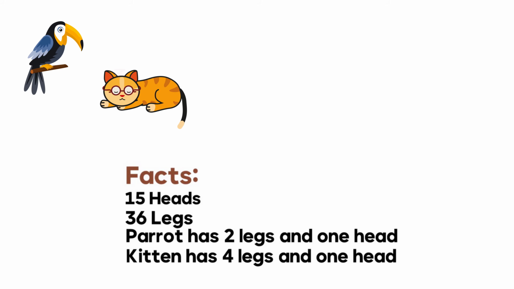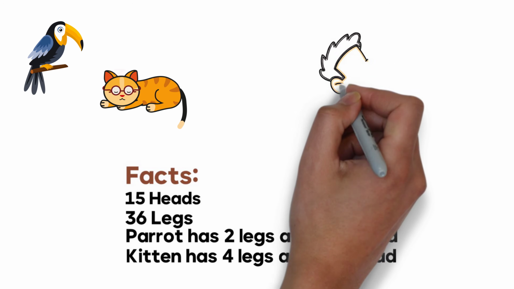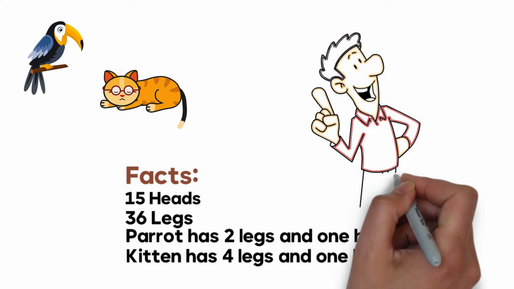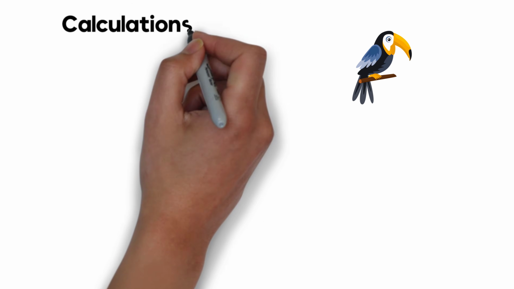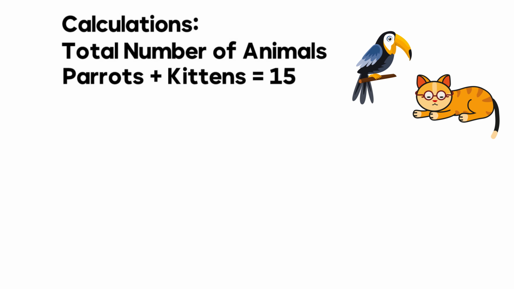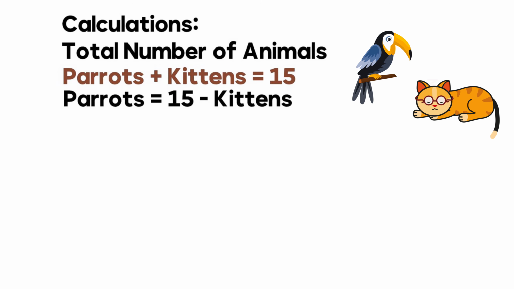and 1 head. In fact, both animals have 1 head, and unless it's a fairy tale, I don't know any animal that has more than 1 head. So the number of heads can be used to calculate the total number of animals in the store. Because there are 15 heads, there are 15 animals in the store. Based on this information, we can create a formula. Number of parrots in the store plus number of kittens in the store equals 15. So based on this, we can calculate the number of parrots.